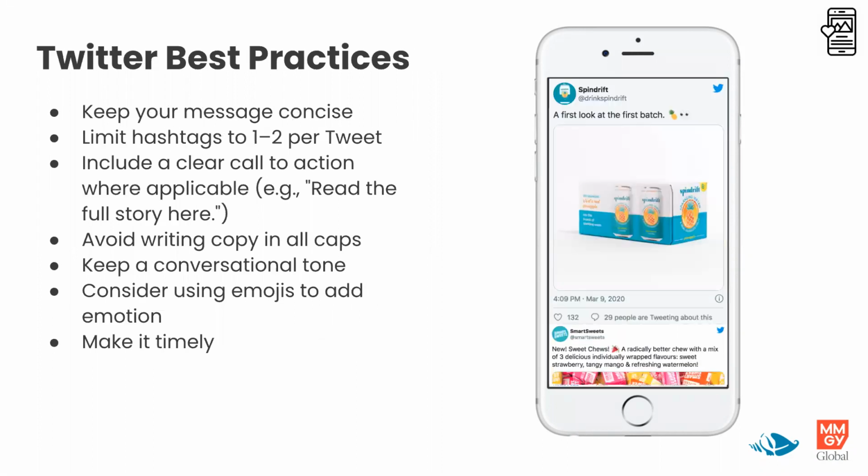Twitter, I think one of the biggest things to remember with Twitter as a platform is it's built on the foundation of having conversations and promoting dialogue. So on Twitter, you want to make sure that your message is super concise. You don't want to include too much copy or too many hashtags that are going to clutter the message. You want to be very clear in your call to action when appropriate, whether that's, in this example, read the full story here, or if you're encouraging bookings for, let's say, a river cruise, encouraging the user to click through to purchase a ticket or to reserve their spot, or whatever the CTA might be.